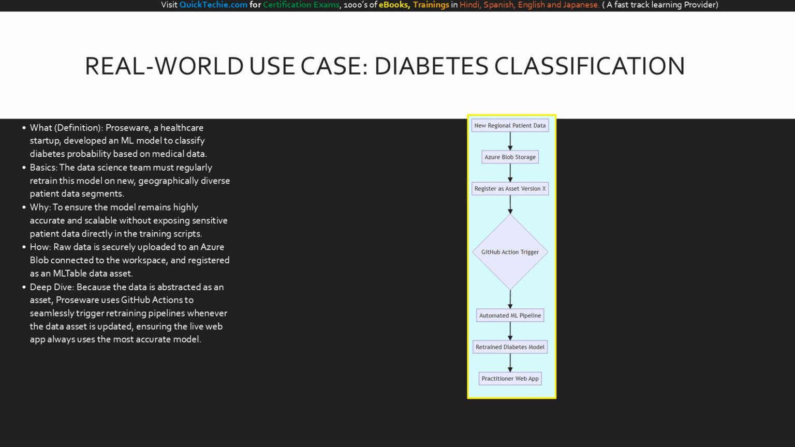New regional patient data arrives and is securely stored in Azure Blob storage. It is immediately registered as a new data asset version. This update acts as a trigger for our GitHub Actions, which launches the automated ML pipeline. The pipeline trains a fresh diabetes model, which is seamlessly deployed to the practitioner web app, delivering life-saving insights instantly.